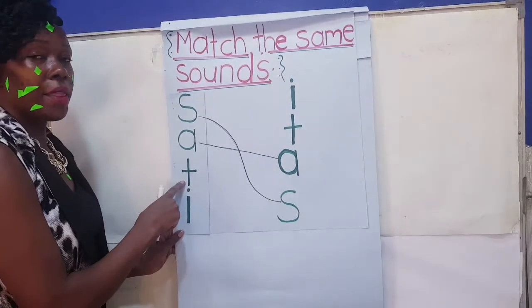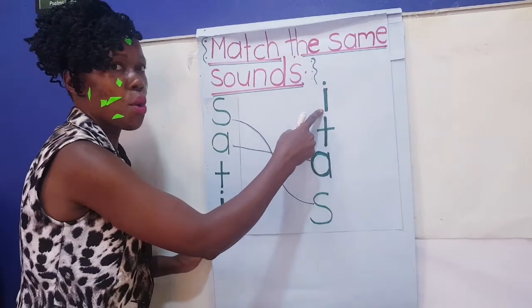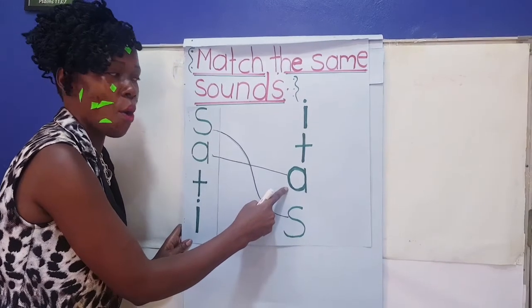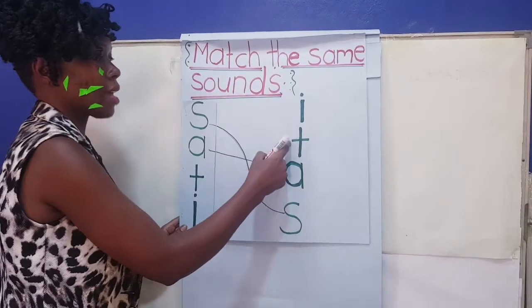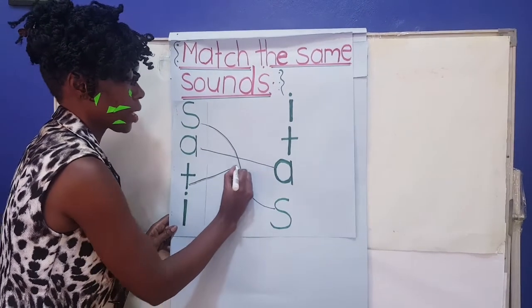Okay, we have another one. Sound t, t. Is this sound t? No. Is this sound t? No. Is this sound t? No. So this is sound t. Let's match together. Okay, match correctly.